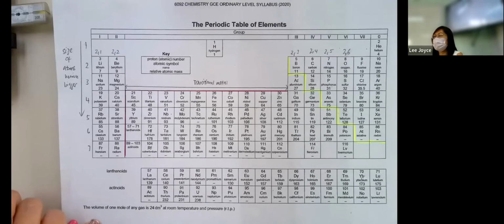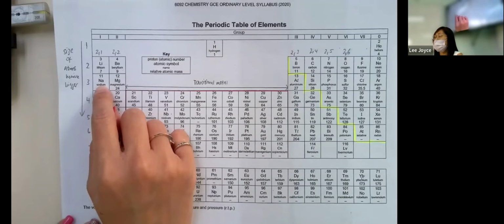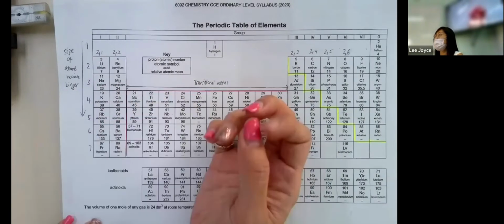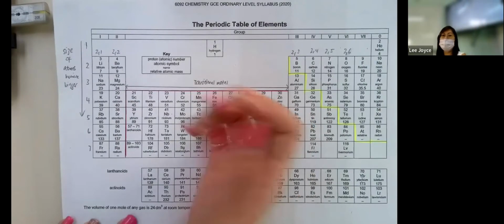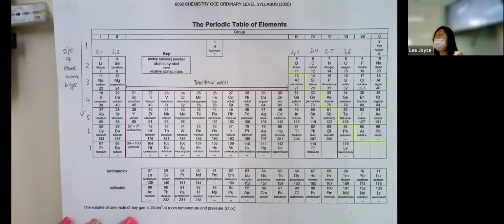In the next chapter on chemical bonding, we also talk about the bonding in the metals. This bonding in the metals is so strong that metals usually have melting points above 500 degrees Celsius. For example, for the group 1 metals, sodium has a melting point of 808 degrees Celsius. If you go down further, the melting point will be higher. That's how we deduce the properties of the different elements in the periodic table.